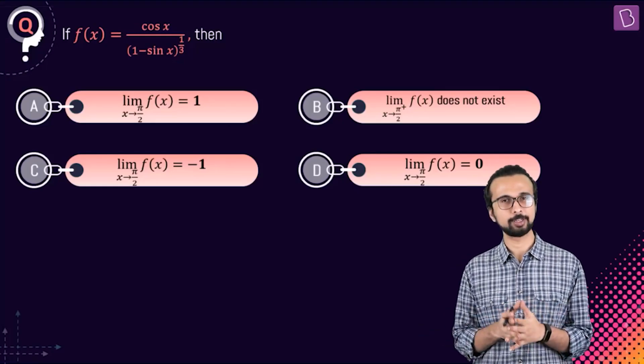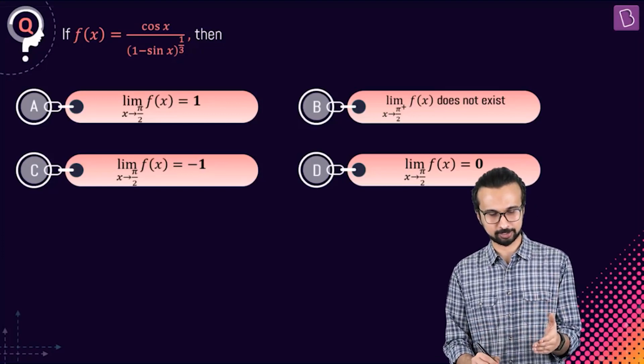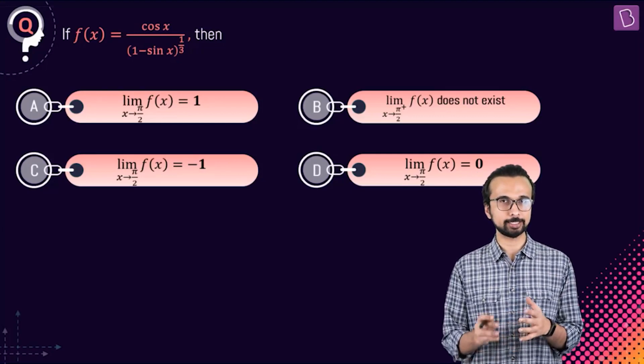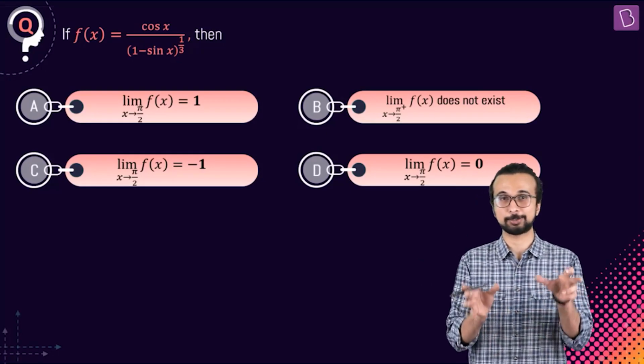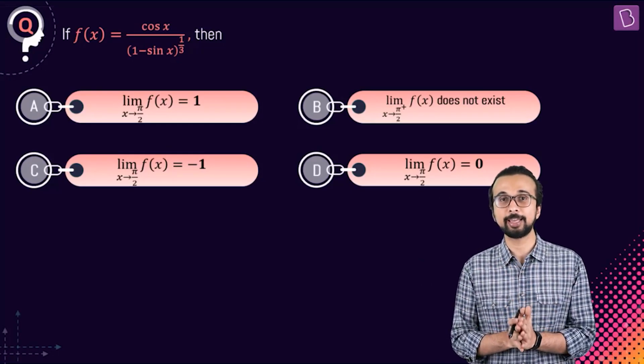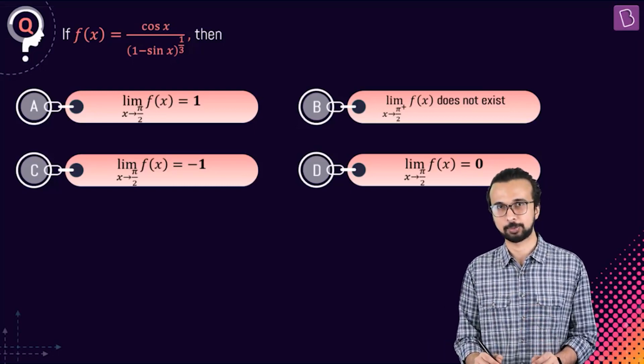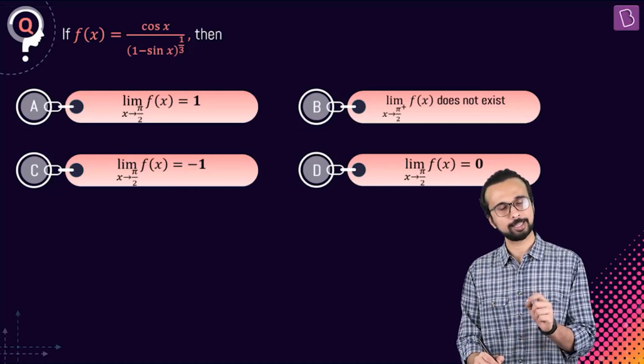Okay, so here's a question. f of x is equal to cos x divided by (1 minus sin x) raised to 1 by 3. In this question we need to find, look at the options, the limit of f of x when x tends to pi by 2. That's what we need to focus on, and that's what we will find.